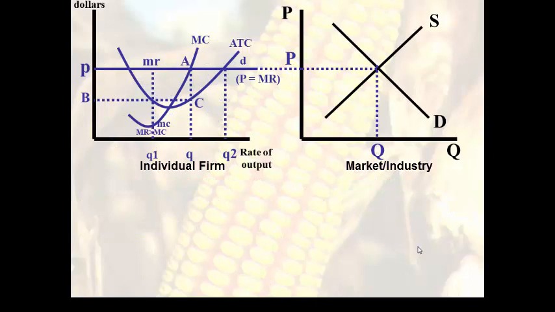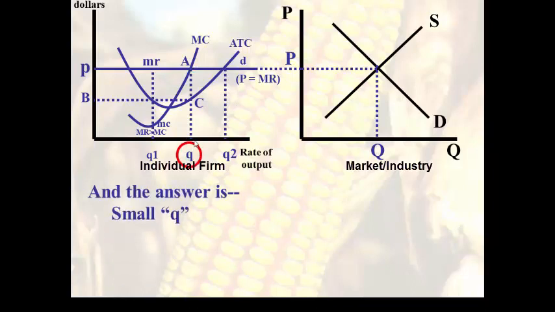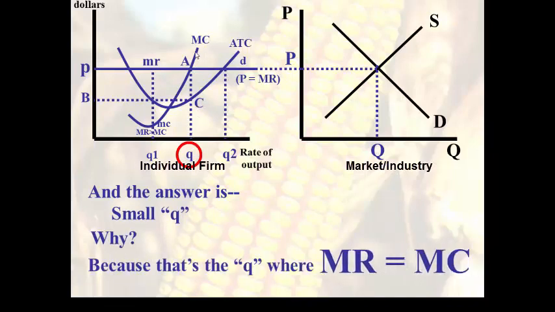Looking at this graph, can you tell how many units should be produced? Q1, Q, or Q2? The answer is small q. The reason it's small q is that is where MR is equal to MC. So MR is equal to MC at this point right here.